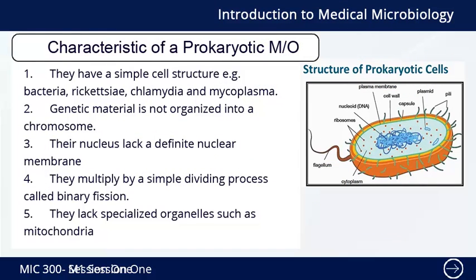Characteristics of a prokaryotic microorganism. They have a simple cell structure, e.g. bacteria, rickettsia, chlamydia, and mycoplasma. Their genetic material is not organized into a chromosome. Their nucleus lacks a definite nuclear membrane. They also multiply by a simple dividing process called binary fission. They lack specialized organelles such as mitochondria.